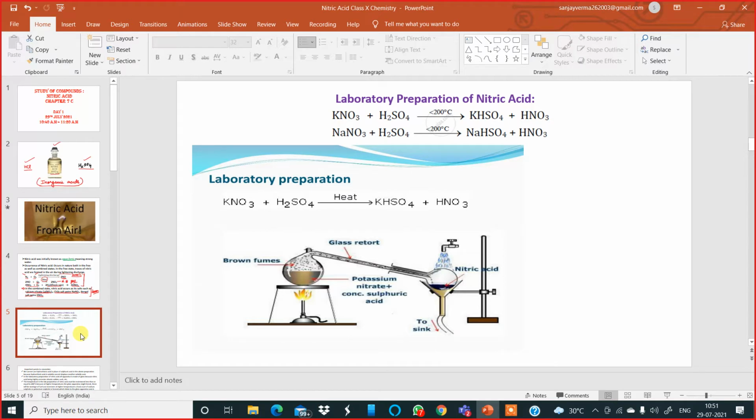In the chemistry lab, normally to prepare nitric acid, we take a glass retort. This is a glass retort. It has a long neck, and this long neck opens into a round bottom flask which is kept in a slanted position. Above the flask, we allow cold water to flow so that the vapors of nitric acid can condense easily.